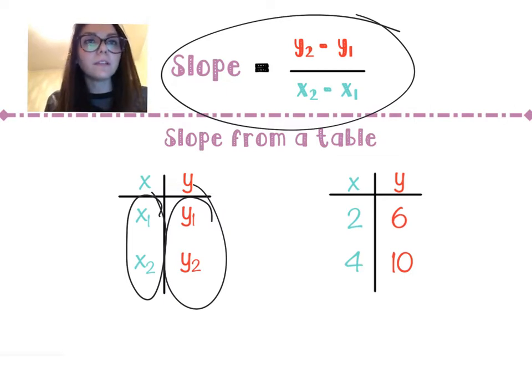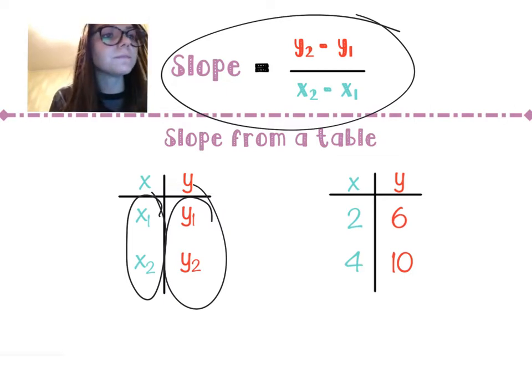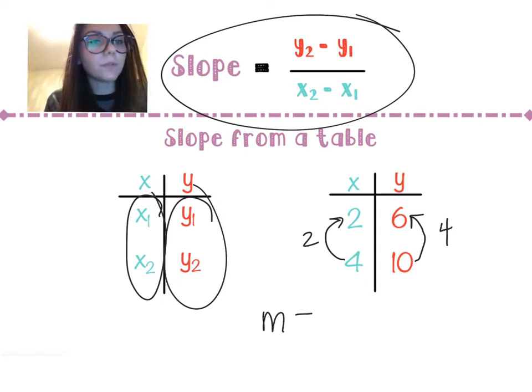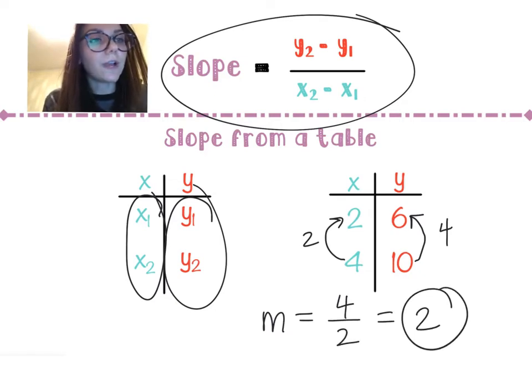So if I want to find the change in y over change in x, the change in y in this case would be 10 minus 6 or 4. And the change in x would be 4 minus 2 or 2. Therefore, my slope, which we often represent with the variable m, is going to be the change in y over change in x as a reduced fraction, that is 2 over 1 or 2.